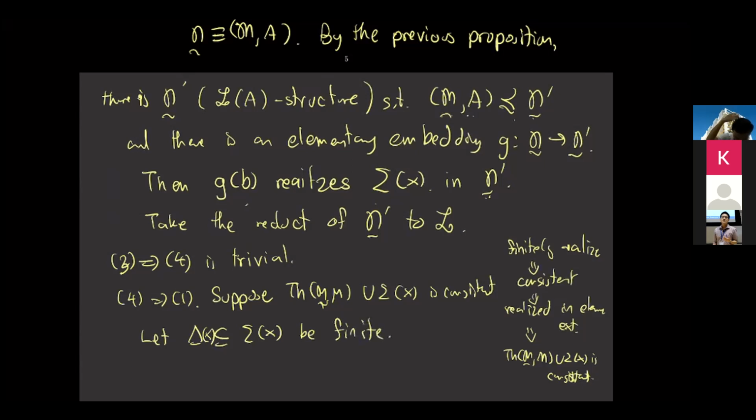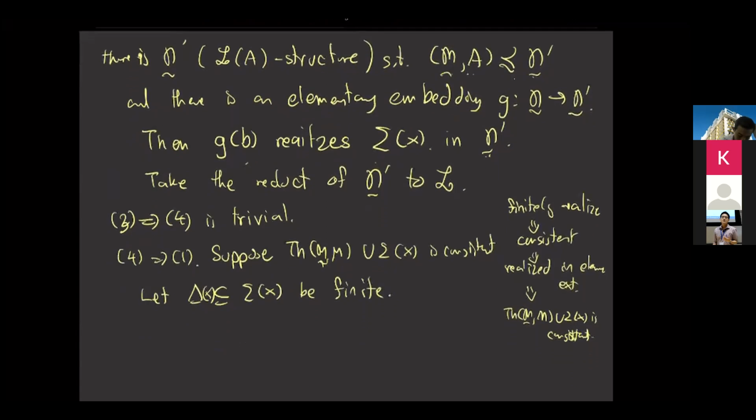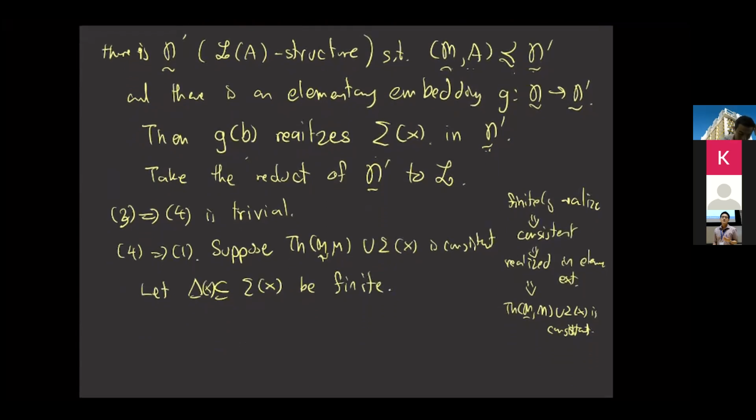Right. Okay, so what do we have here? Since this is a finite subset of here, then you get that T union delta X is consistent as well.